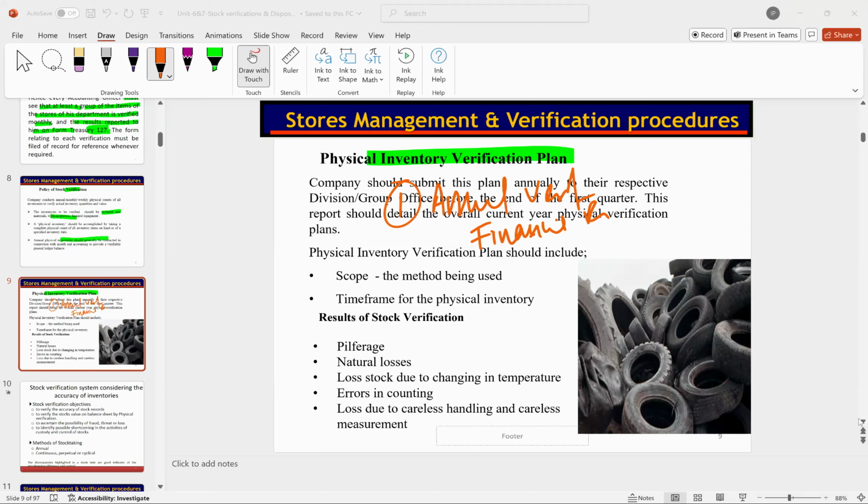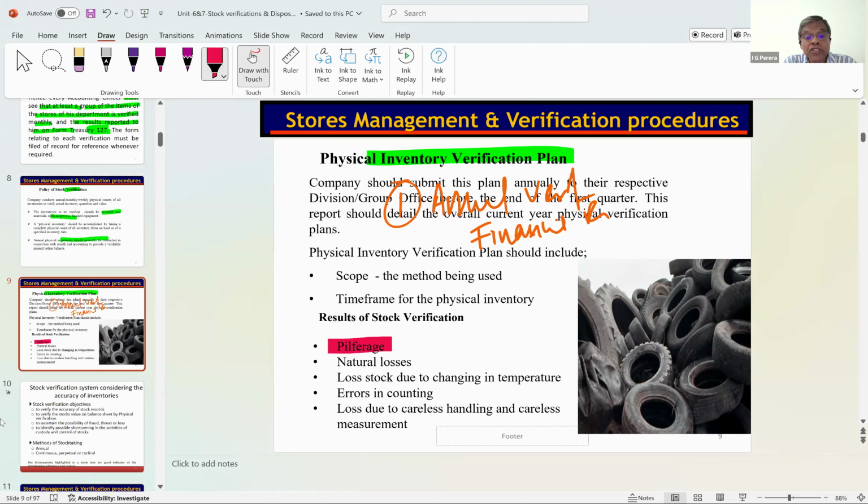Preventing from losses. Yes, very good. To ascertain the losses, there can be various situations that you need to do. Maybe it is pilferage, sometimes natural losses, evaporated, and loss of stock due to change in the temperature, maybe counting errors, careless handling and damages, and maybe robberies.